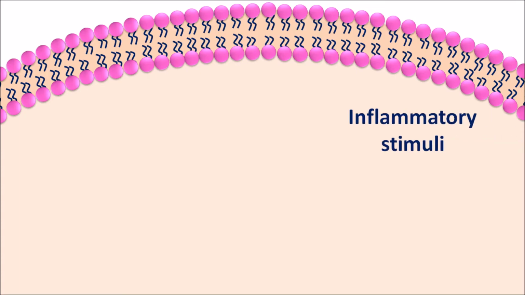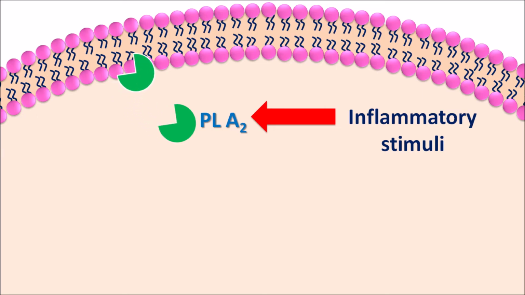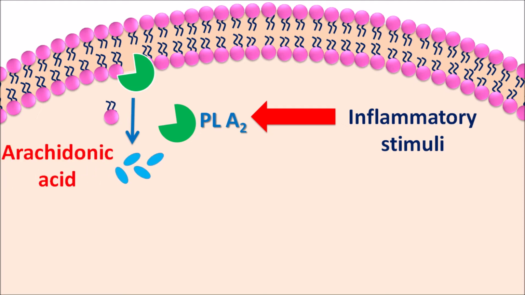Similarly, when there is an inflammatory stimulus within the cell, it can stimulate one of the enzymes, phospholipase A2. This phospholipase A2 is a membrane cleavage enzyme. It can act on the phospholipids on the membrane such that it can cleave and produce another component, arachidonic acid. This arachidonic acid is a C20 fatty acid which can be converted into various mediators by one of the enzymes, the COX enzyme, cyclooxygenase enzyme.